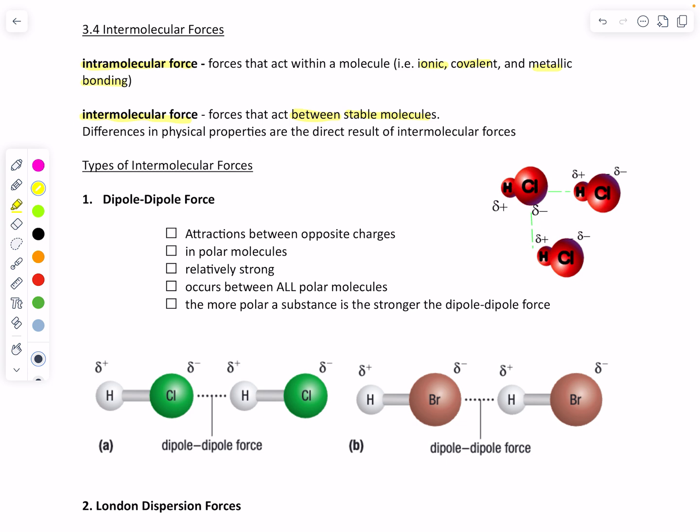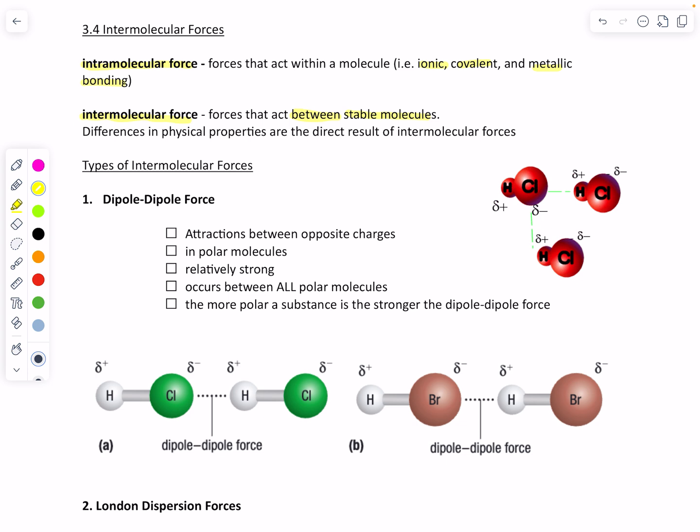Differences in physical properties are the direct result of intermolecular forces. In fact, intermolecular forces are crucial in chemistry for several reasons. Number one, they determine the physical properties of substances such as boiling and melting points, vapor pressure, and viscosity. These forces influence whether a substance exists as a solid, liquid, or a gas at a specific temperature or pressure. Intermolecular forces play a key role in solubility.